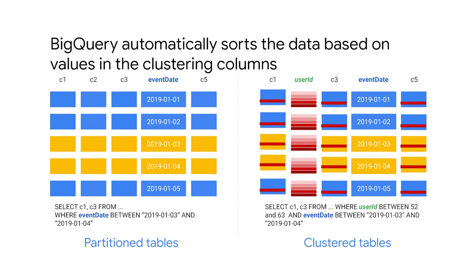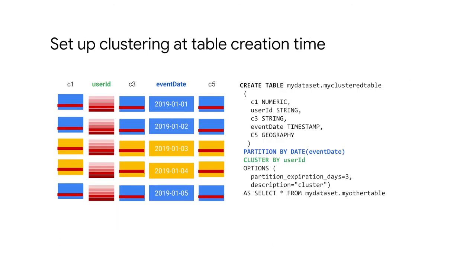In this example, the table is partitioned by event date and clustered by user ID. Now, because the query looks for partitions in a specific range, only 2 of the 5 partitions are considered. Because the query looks for user ID in a specific range, BigQuery can jump to the row range and read only those rows for each of the columns needed. You set up clustering at table creation time. Here, we're creating the table, partitioning by event date, and clustering by user ID. We're also telling BigQuery to expire the partitions that are more than 3 days old.